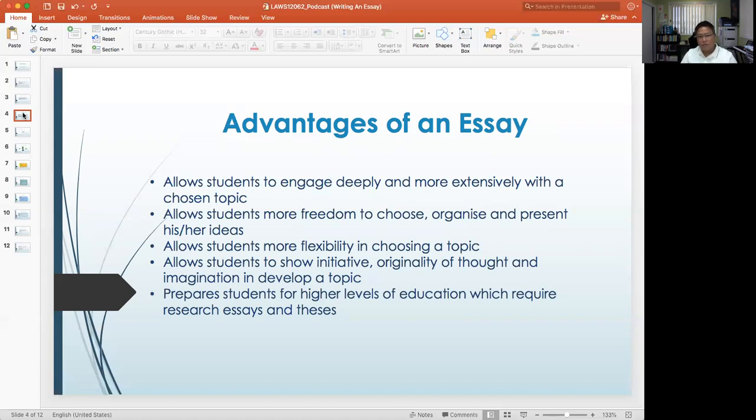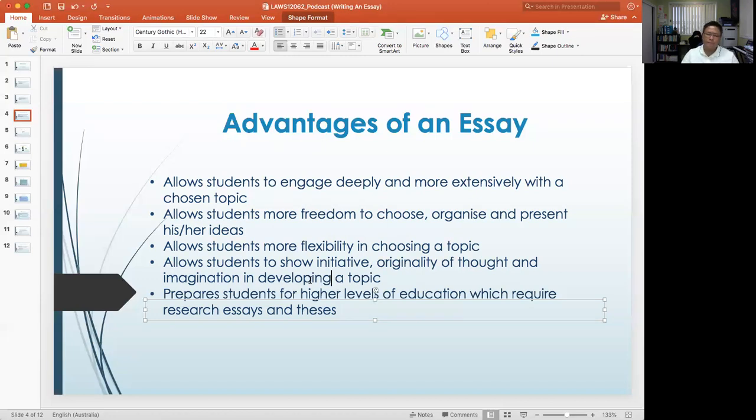An essay would also allow students to show initiative, originality of thought, and imagination in developing a topic, mainly because no one tells the student that these are the ideas that you should be writing in an essay, or that should be in an essay. It's really up to the student to determine what will be the contents of an essay. It will be up to the student to determine the kind of arguments he or she will be advancing in support of the thesis or central idea or proposition that he or she is trying to advance.